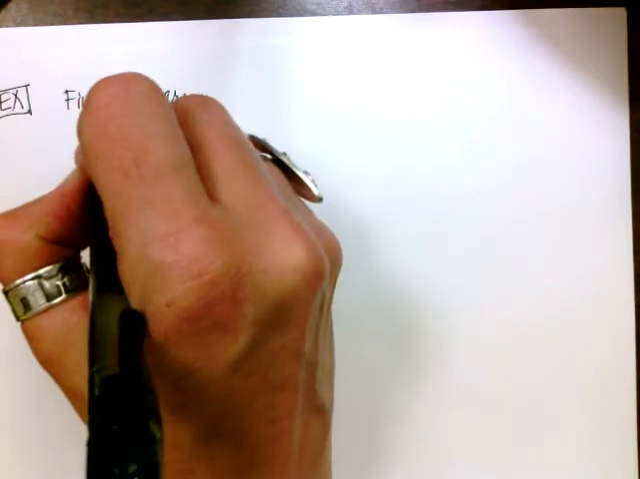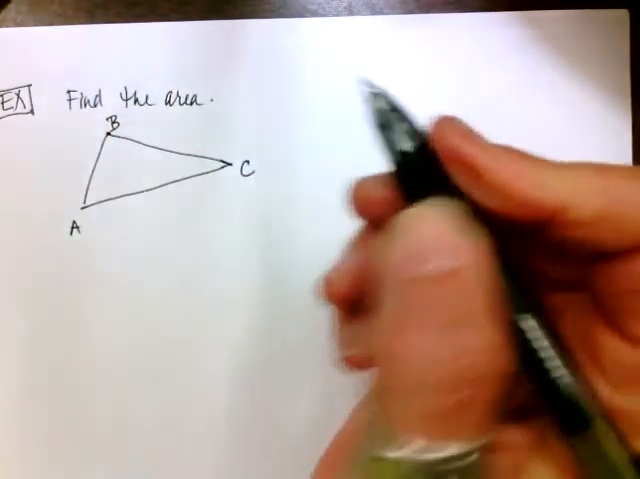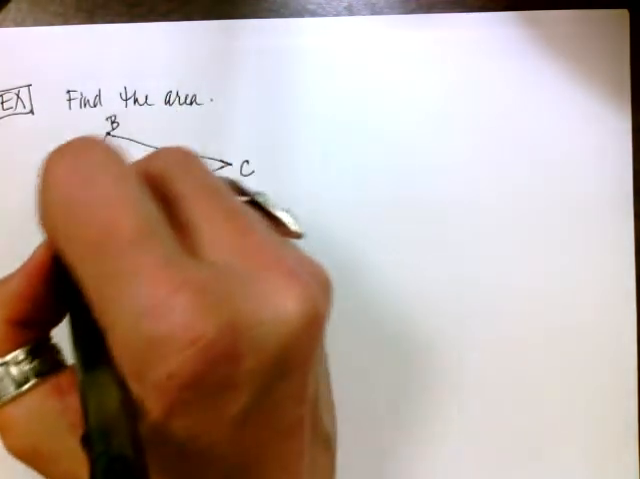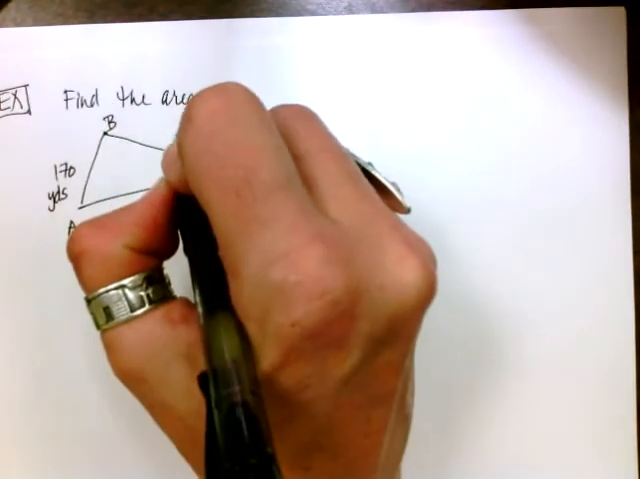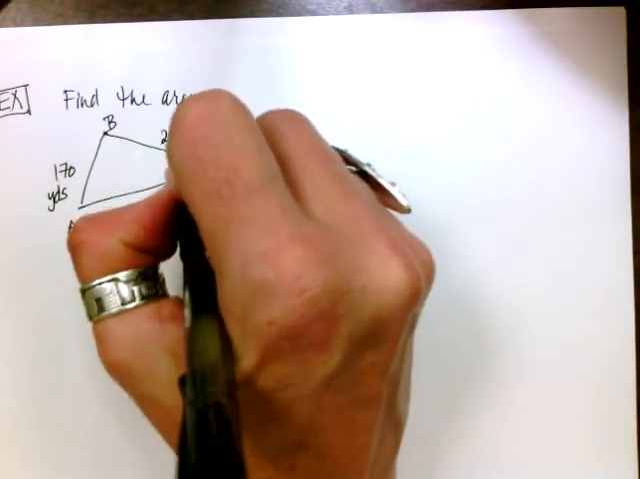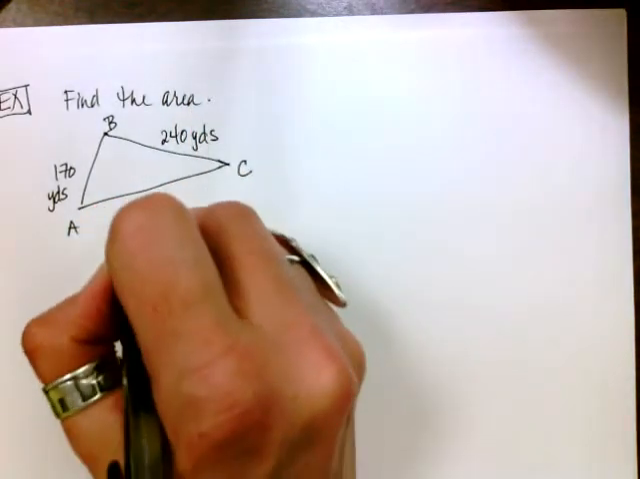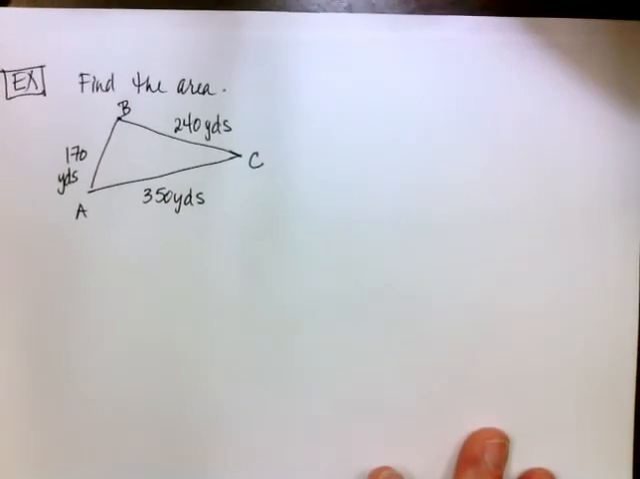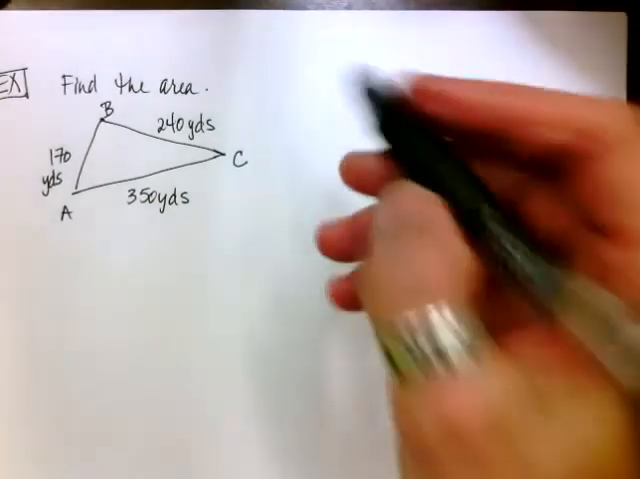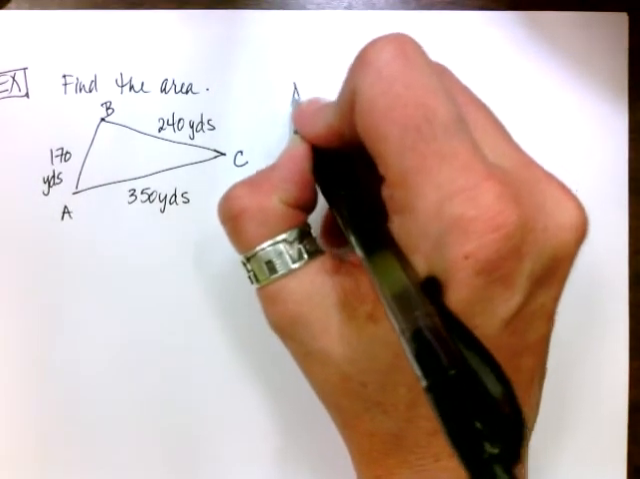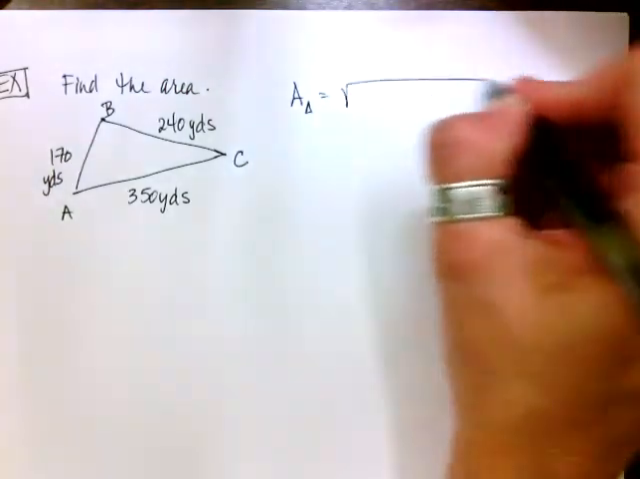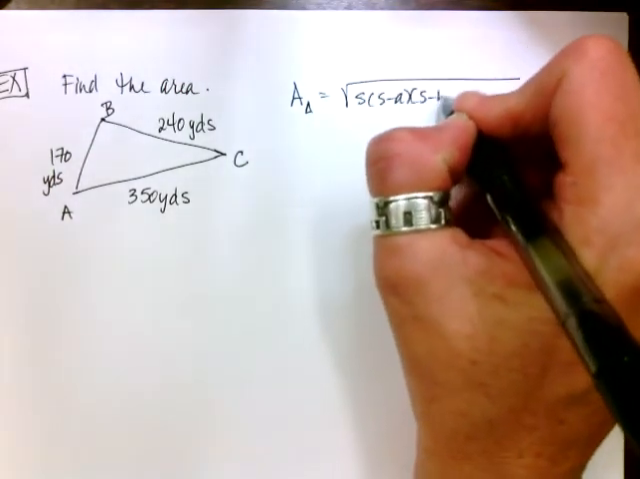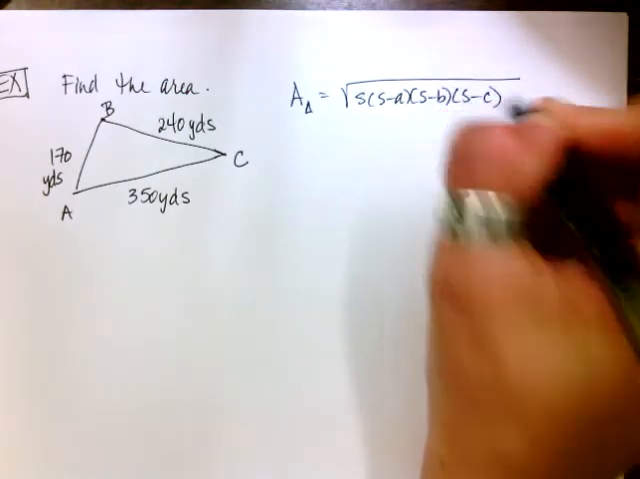So here's A, B, and C. You know that this side is 170 yards. I'll put the units down there. This is 240 yards. And then this is 350 yards. Well, since I was given side, side, side, I can use Heron's formula, which says that the area of a triangle is the square root of s, s minus a, s minus b, and s minus c.